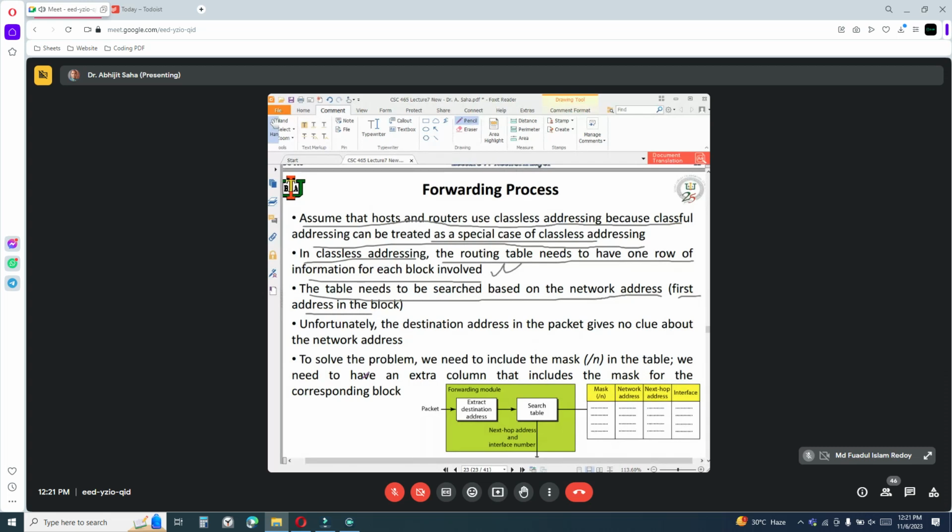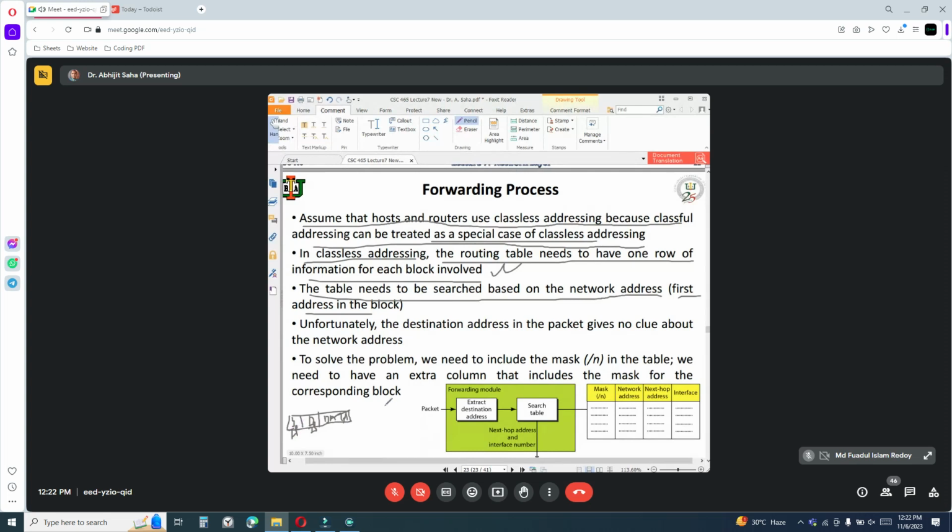For example, this is my source IP address and this is my destination IP address, and this is my data. So the packet will come like that, from a router to another router. The destination IP and this is the source IP.